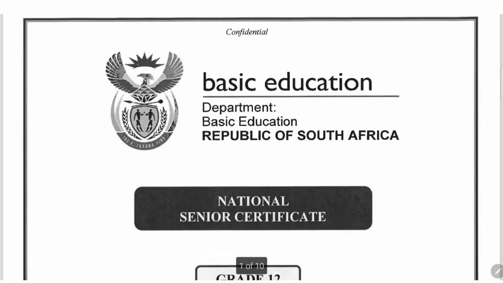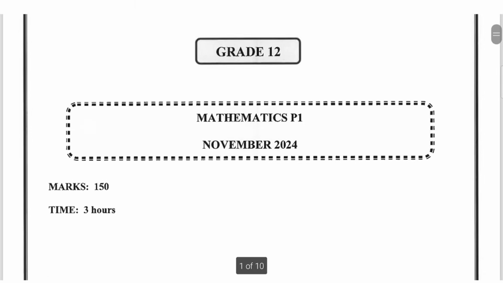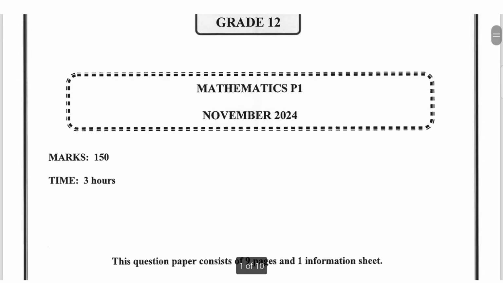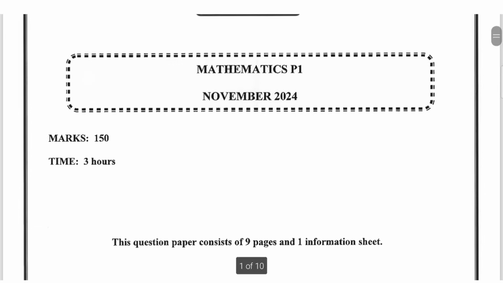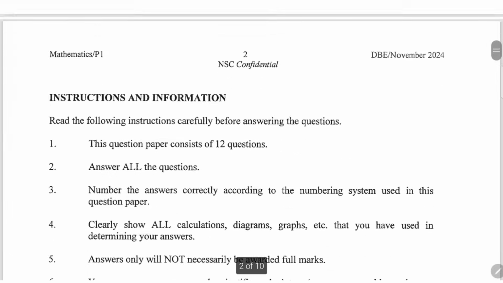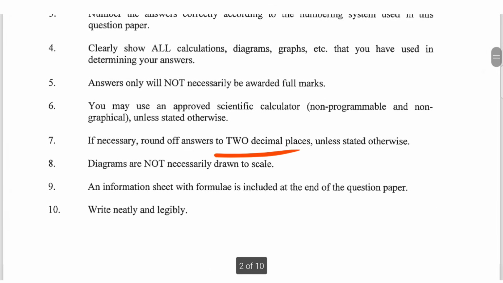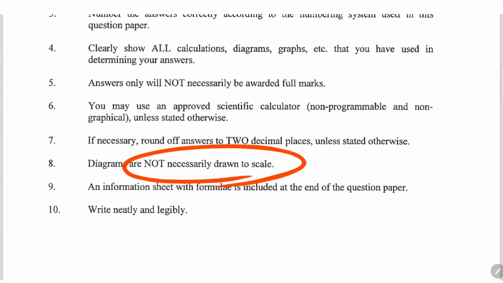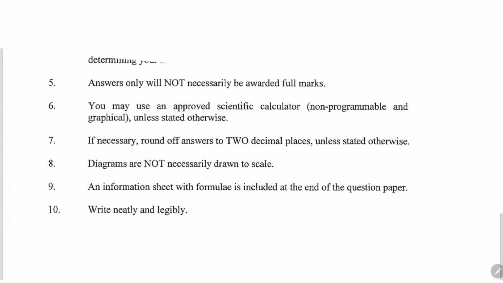In this video, we are going to be working on the grade 12 mathematics paper 1 for November 2024. This paper is worth 150 marks and the time allocated is 3 hours. Remember the instructions: round off to 2 decimal places unless stated otherwise, and the diagrams are not necessarily drawn to scale. Okay, with that being said, let's get into this video.